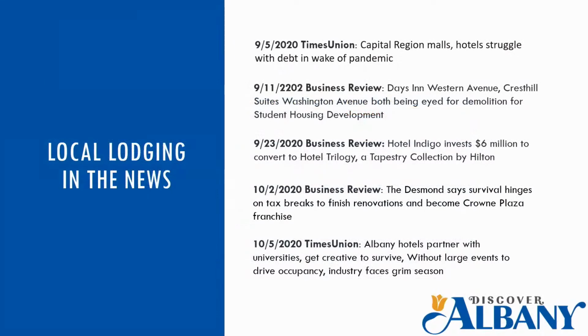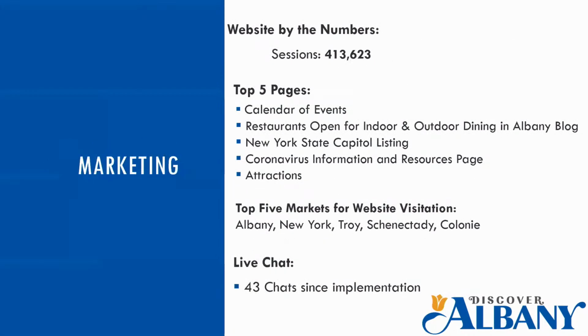I think in the end, obviously we all read the newspaper. I think there are some bright signs with renovations, the Indigo converting to a Trilogy, and the Desmond securing a tax abatement of some sorts to finalize their renovation budgets. I think in the end, the line at the very bottom, without large events to drive occupancy, our industry faces obviously a grim season. I don't think there's any mystery on that.